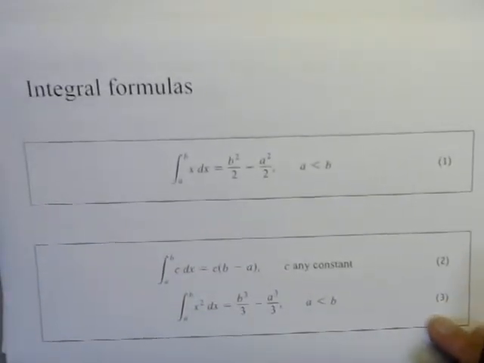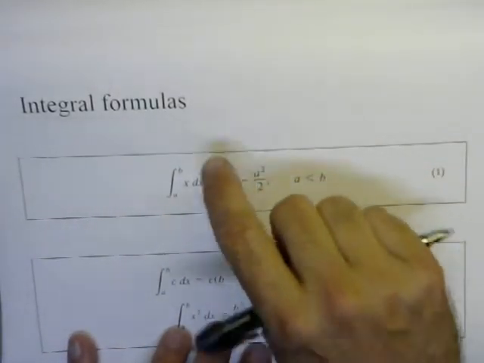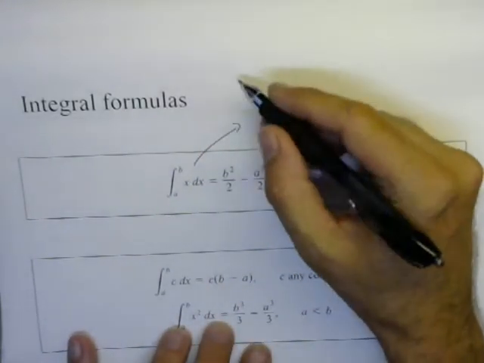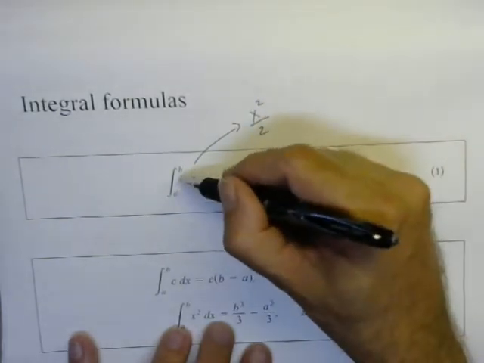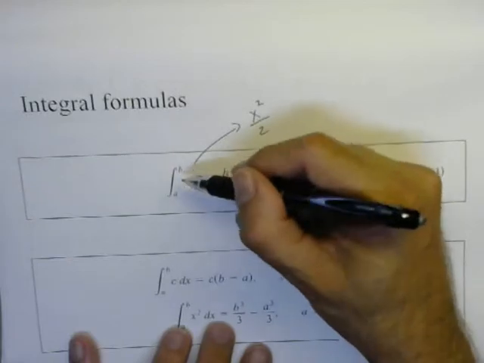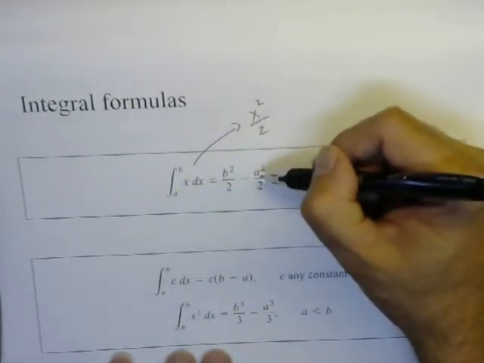Now there are some integral formulas, and this kind of goes back to what we did before. If you think about what is the antiderivative of x, remember, we added 1 to the power, so that would be the antiderivative. And then like I did in that last example, you just plug in the limits. So plug in b for x and subtract what you get when you plug in the lower limit.